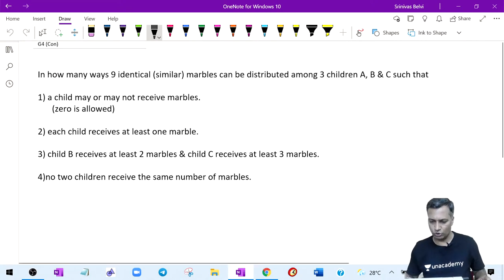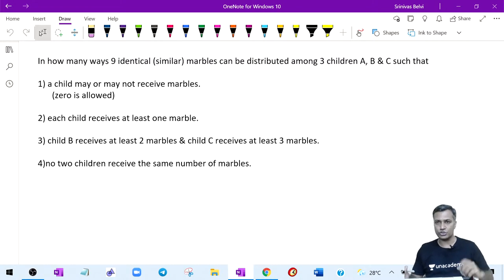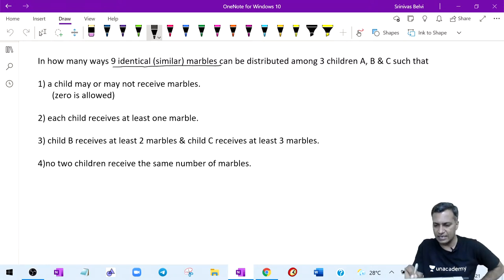Now let's take a look at these questions. We will do some of them together, and then I will give you a halt as to how we should understand. So what has happened here? I just increased the number of marbles. 9 identical marbles, one warm up, then we will get to the CAT question. 9 identical marbles among 3 children A, B, C. 3-4 questions I created. First one, a child may or may not receive a marble.